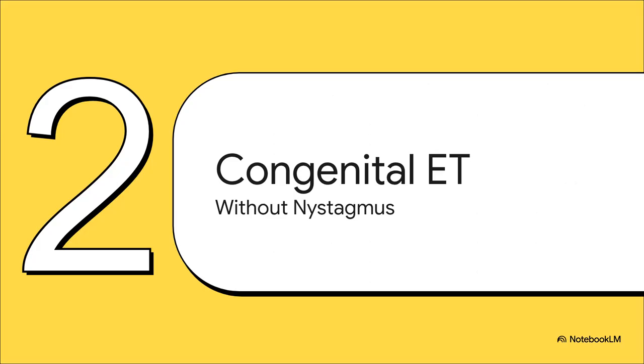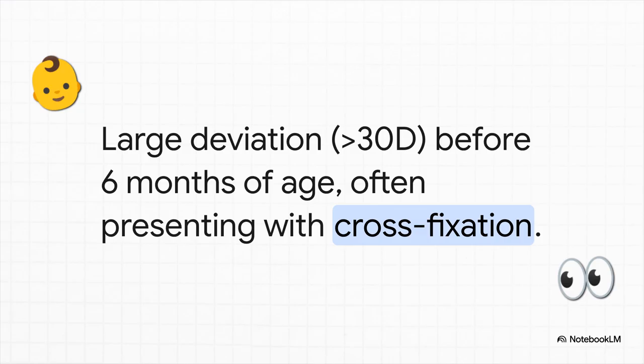Moving on to Section 2, Congenital ET without nystagmus. Let's head down our first major branch. When a 4-month-old infant presents to your clinic in this branch of the tree, they're going to show a large deviation, almost always greater than 30 prism diopters. But here's the classic clinical presentation you absolutely must recognize: cross-fixation.